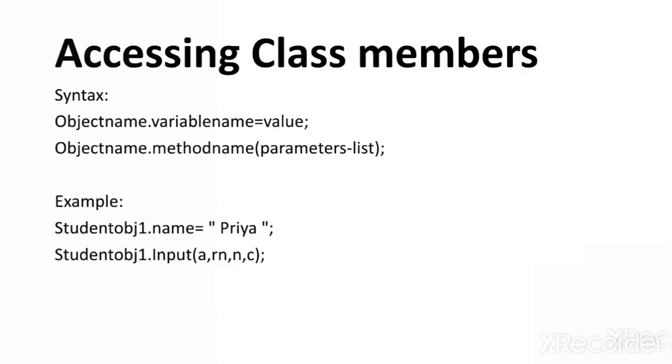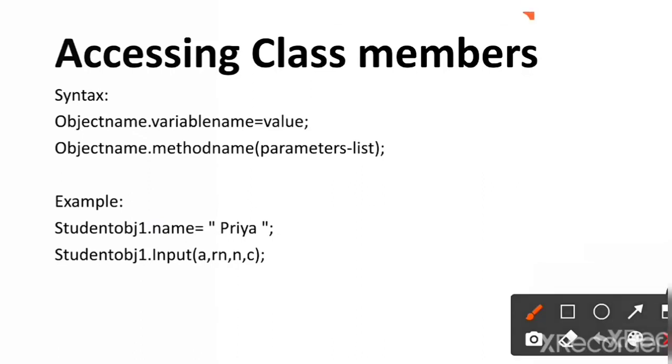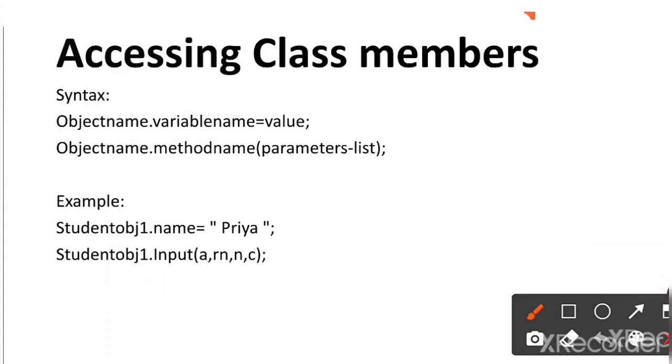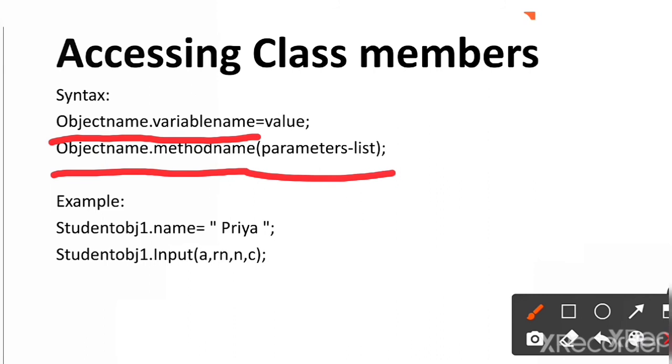Next, we will see how to access the members of a class. The members of a class are nothing but the data members as well as the member functions. In Java, we cannot access the variables and methods directly. To do this, we must use the concerned object of a class and then the dot operator as shown below. To access the variable of a class, we have to write the object name and then the dot operator and then the variable name. Similarly, to access the method of a class, we will write the object name, dot operator and the name of the method along with the parameter list.